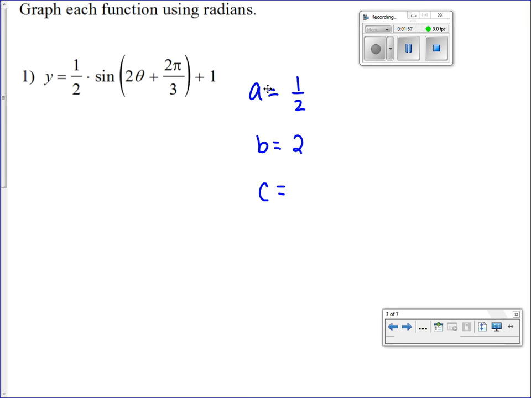C, if you think of parabolas or anything else inside parentheses, it's actually going to be the opposite of what you see. So this would be a shift left of 2 pi over 3, so that's negative 2 pi over 3. And D is plus 1. Right. And that is our vertical shift. D is a vertical shift, whereas C is our horizontal or phase shift.